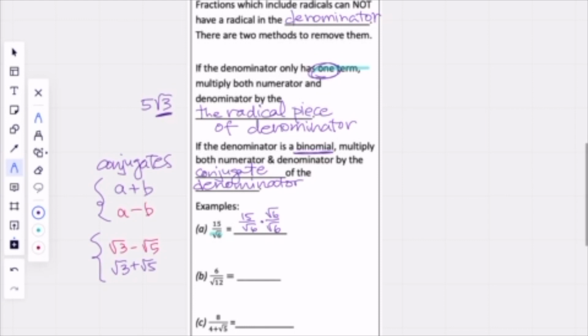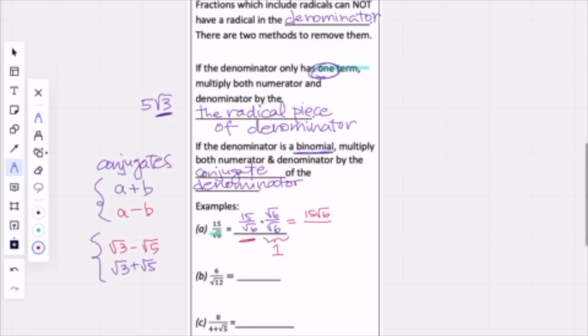And remember, when we're doing that, we are not changing the value of our original fraction because we are multiplying by a form of 1, which does not change the value. And that's why we can do this. Okay, so when you're multiplying fractions, remember you're just going to multiply straight across. 15 times the square root of 6 is 15 times the square root of 6. There's nothing I can do with that. Anything that's inside the radicals will stay inside and outside will stay outside.